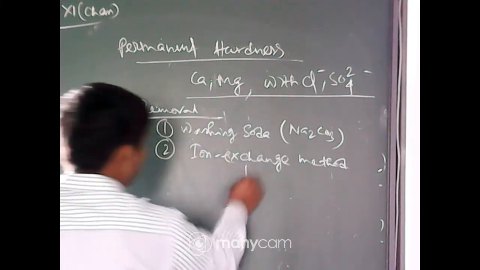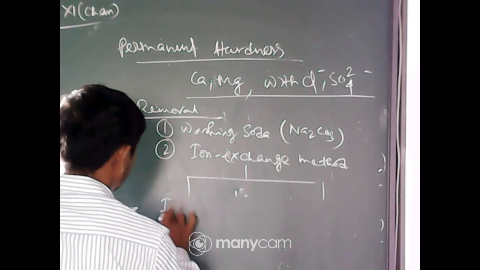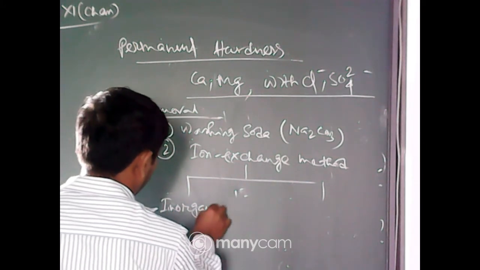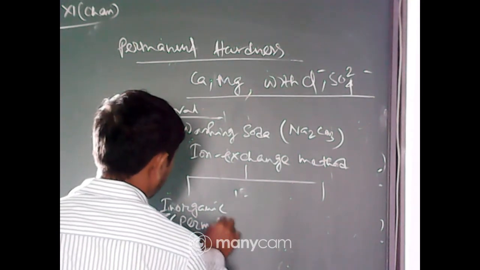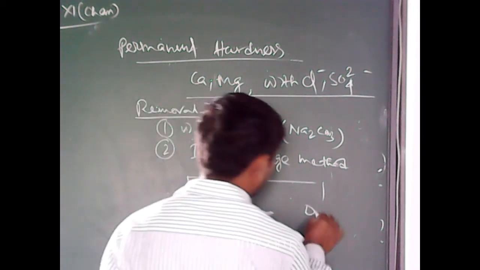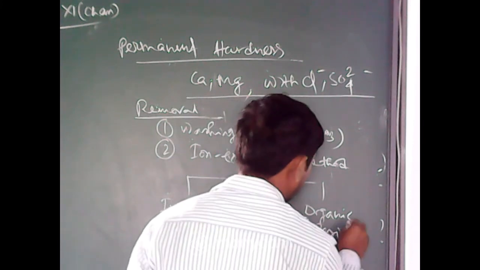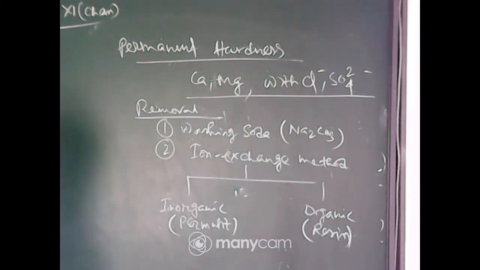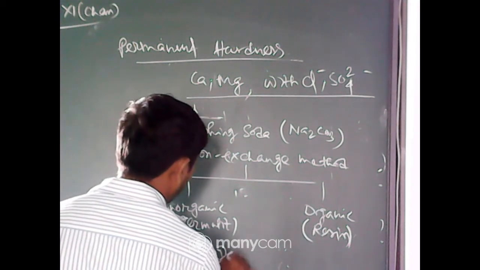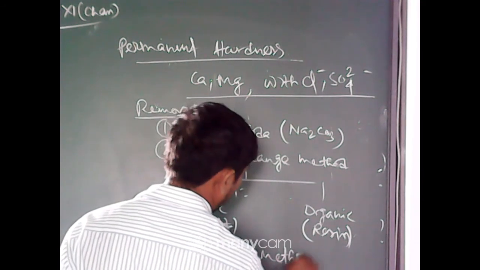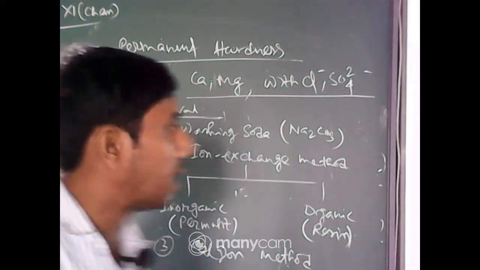Now, in the ion exchange method there are two parts. One is the inorganic ion exchanger, which is called permutit, and the other is the organic ion exchanger, which is called resin. And another method was there, which is known as the Calgon method. Number 3, Calgon method. Calgon is also a compound of sodium phosphate, calcium phosphate; later on it will be discussed.